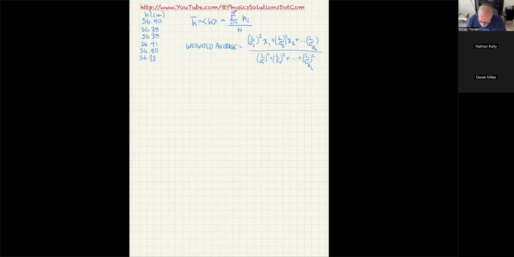You could also do it without squaring them. Then the formula would be something along the lines of this. It would be 1 over sigma 1 times x1 plus 1 over sigma 2 times x2 plus dot dot dot plus 1 over sigma n lab times x n lab, and then you divide all that by 1 over sigma 1 plus 1 over sigma 2 plus dot dot dot plus 1 over sigma n sub L. Okay, so that's your two weighted average formulas that you could possibly use.